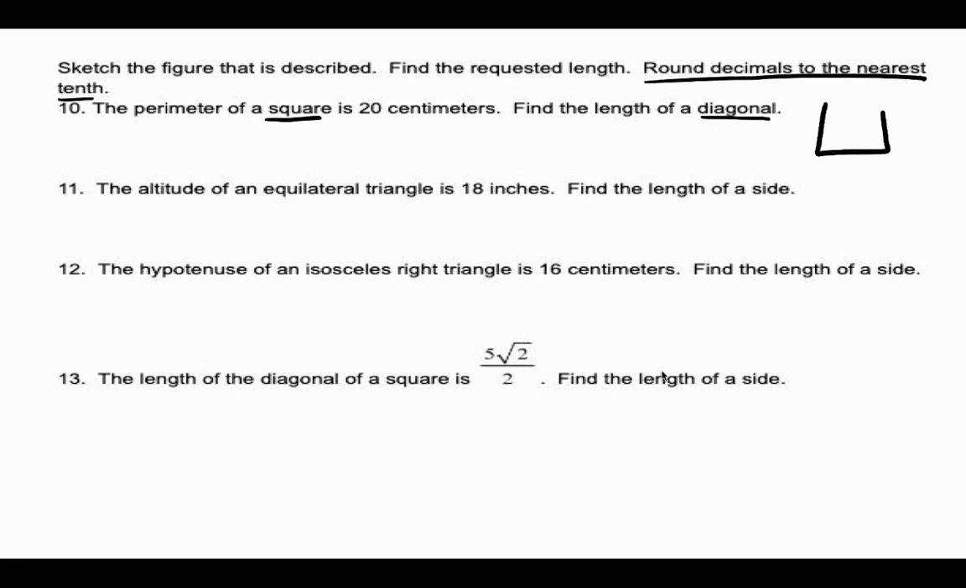I'm going to have a square with a diagonal. The perimeter of the square is 20, so you have to be careful. Perimeter is 4 times the length of a side. 20 is 4 times the length of a side. So 5 is the length of a side. So each of our sides is 5.